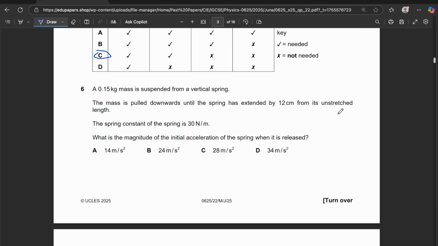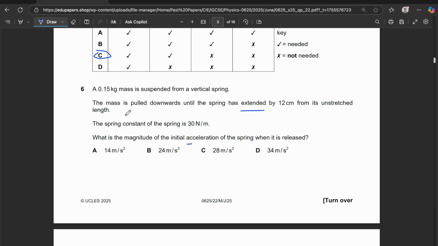Number 6. A 0.15 kilograms mass is suspended from a vertical spring. The mass is pulled downwards until the spring has extended by 12 centimeters from its stretched length. The spring constant of the spring is 30 newtons per meter. What is the magnitude of initial acceleration of the spring when it is released?